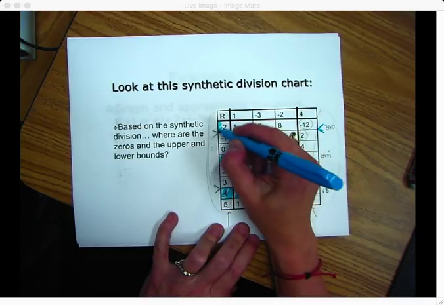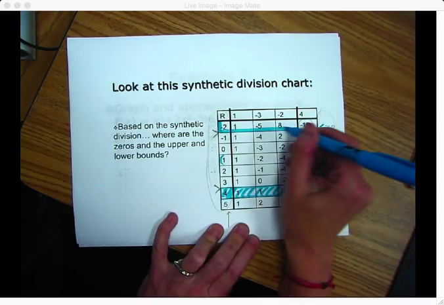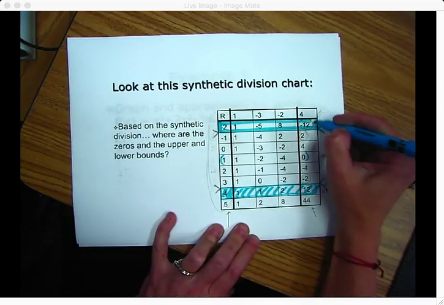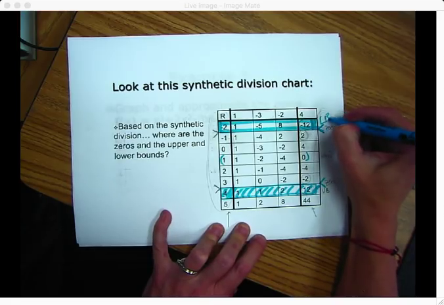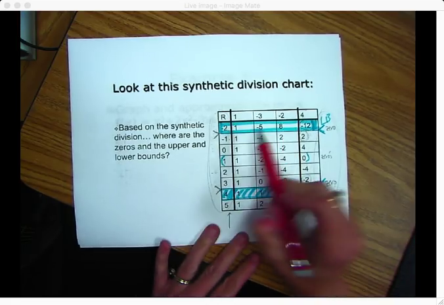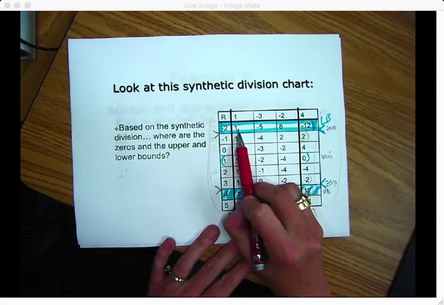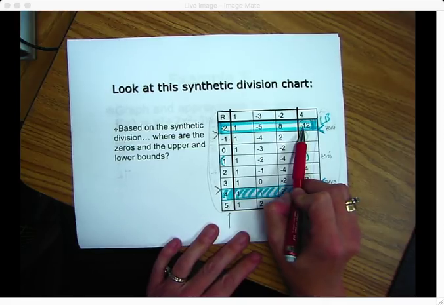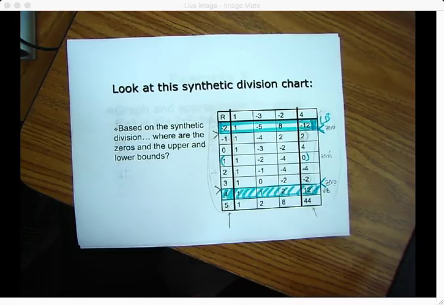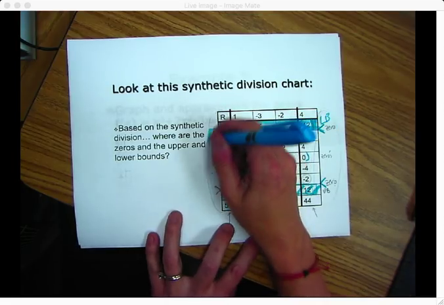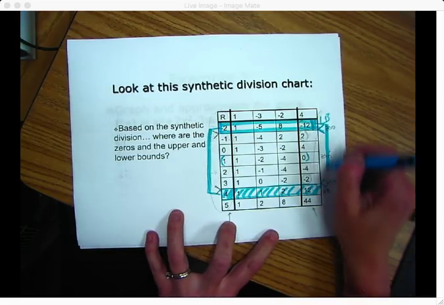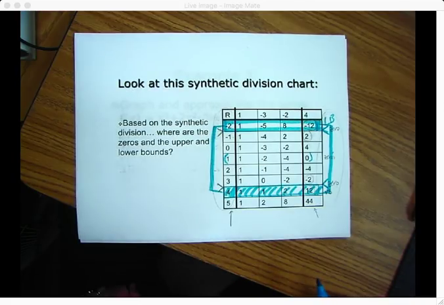So this row right here is the lower bound. That's because the signs alternate: -2, +1, -5, +8, -12. When they alternate, that means you're not going to find any more zeros. Your zeros should all be somewhere between the lower and the upper bound.